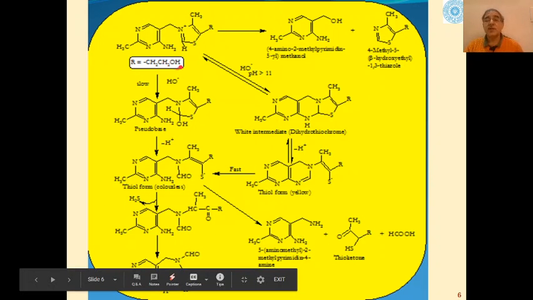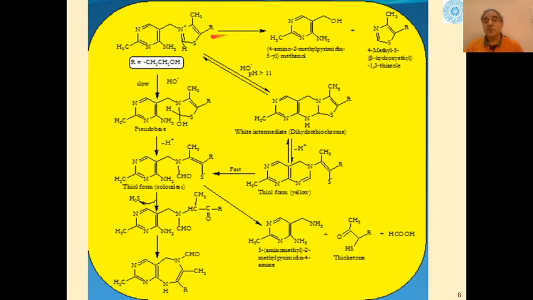This is our TPP. So if we heat this, the breaking of this bond will take place at this place, and we will get thiazolium ring and pyrimidine ring. They are formed. Now when this TPP reacts with hydroxide ion at pH more than 11, then we will get this white form of TPP.